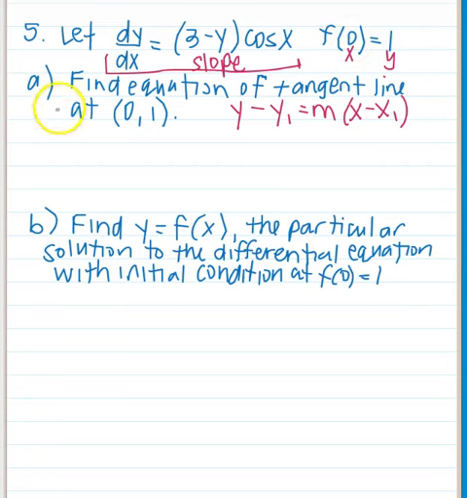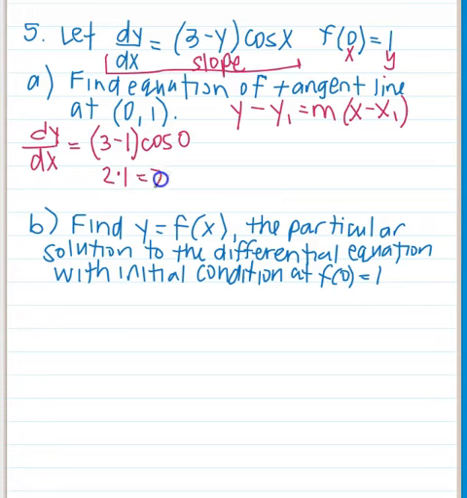You can find a numerical value by plugging in the 1 for y and the 0 for x. So this is a 2, cosine of 0 is 1, so my slope is 2. Okay, so then the point I can plug in as well. Y minus 1 equals 2, x minus 0.